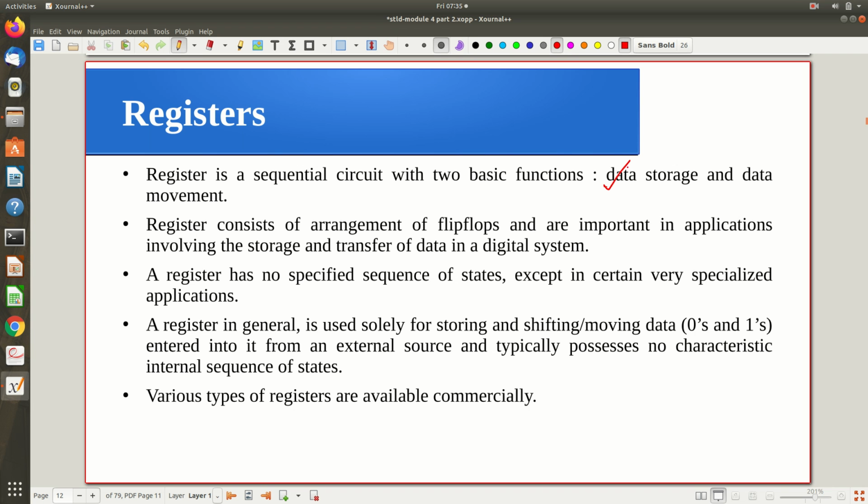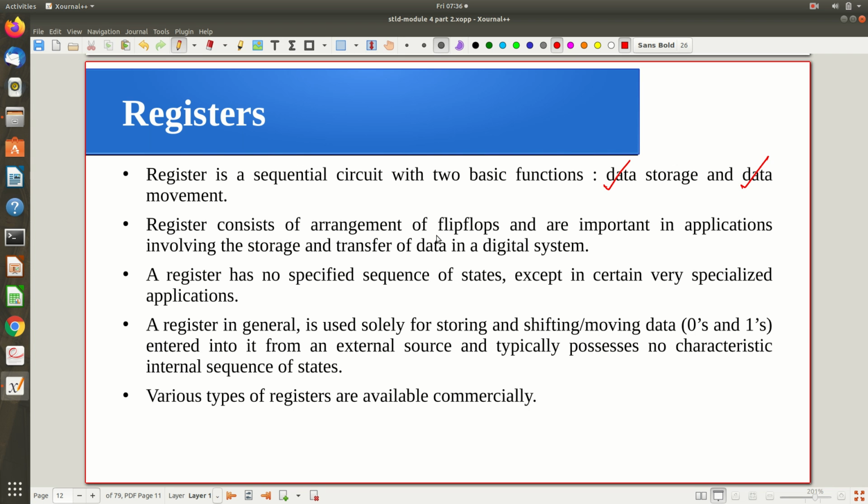And you can think of the same register for moving the data also, I mean towards right or left, that shift operation I discussed, right? So a register consists of an arrangement of flip-flops and is important in applications involving storage and transfer of the data in digital systems, right?